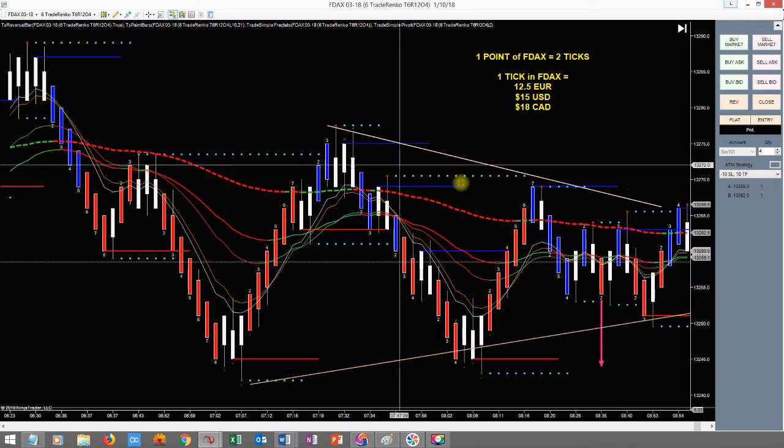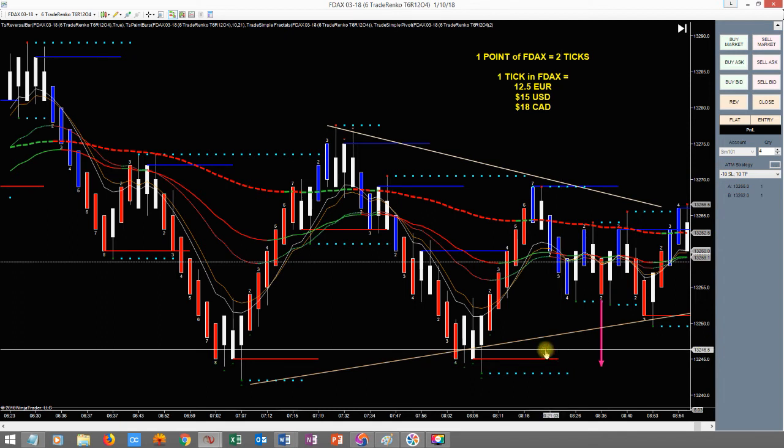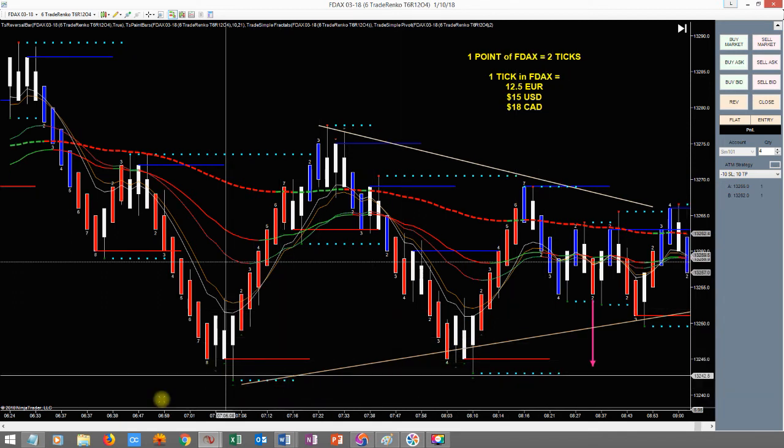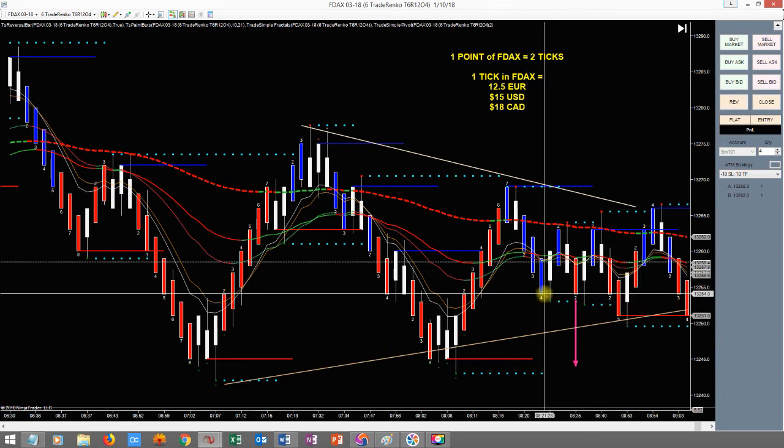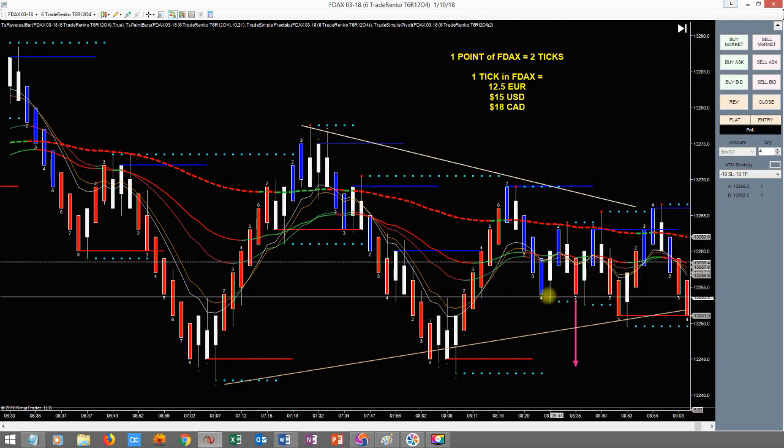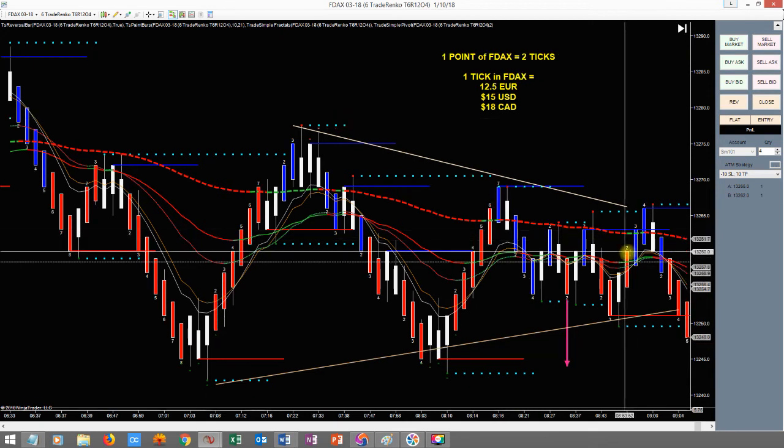Why? Because it's creating, number one, lower highs. And even though this is creating higher lows from this point, look at what's happening here. It's creating lower lows here, right here. So that insinuates that the pressure is definitely downwards.